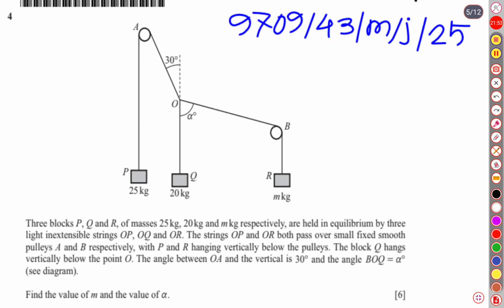The next question has been selected from paper 9709/43 for the session May June 25, and we are going to solve question number 4. Let's see what it says.